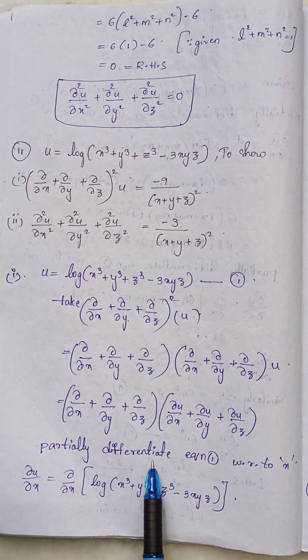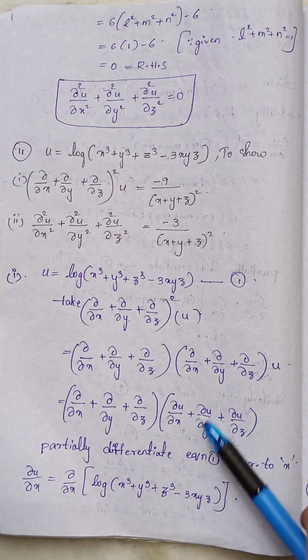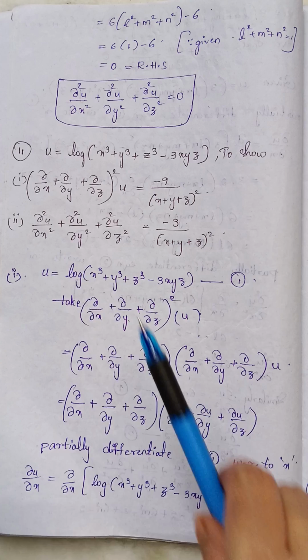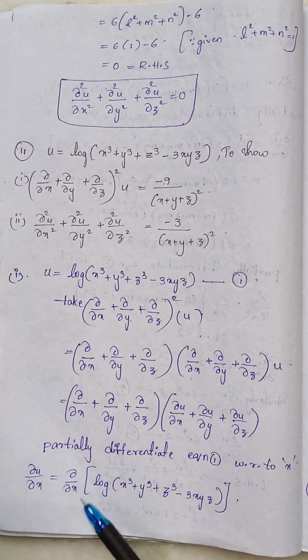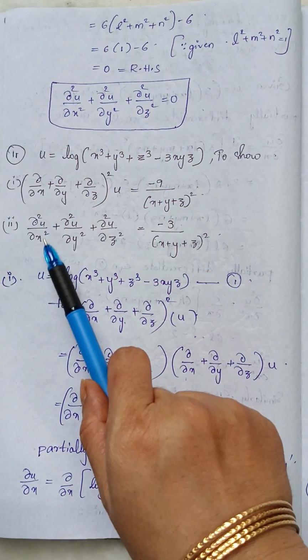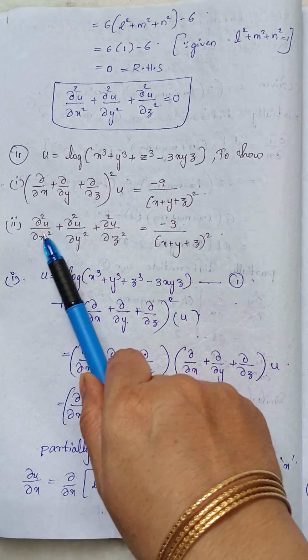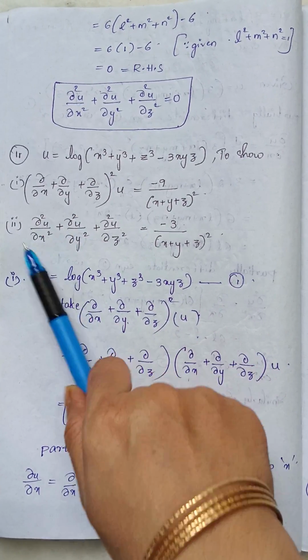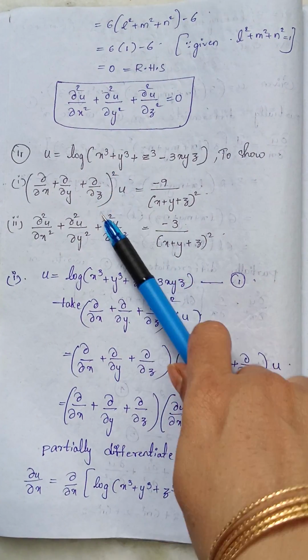Now partially differentiate equation 1 with respect to x, because we want dou u by dou x, dou u by dou y, dou u by dou z. That's why we need to take partial differentiation of u with respect to x, then dou by dou x of this. See here, this whole square is not equal to dou square u by dou x square. In the sense we need to take the second order partial derivative here. Here we need to take it like this. So these both are different.